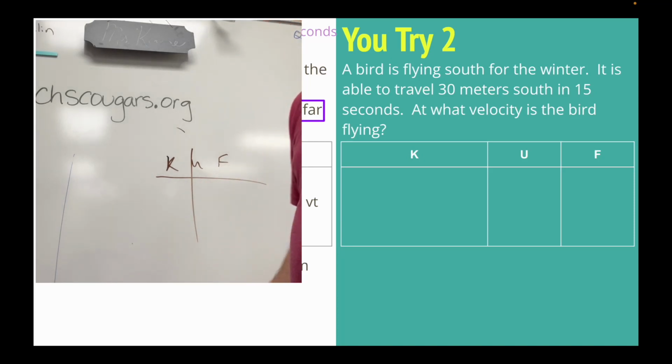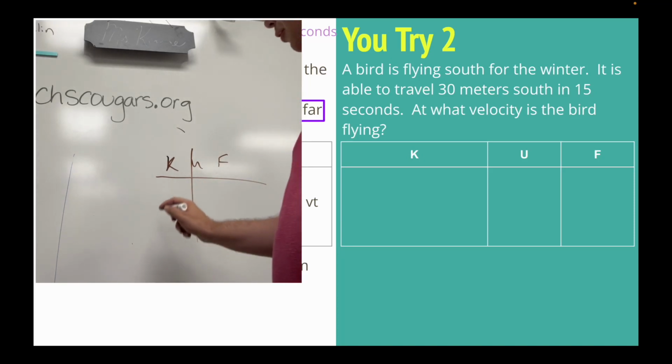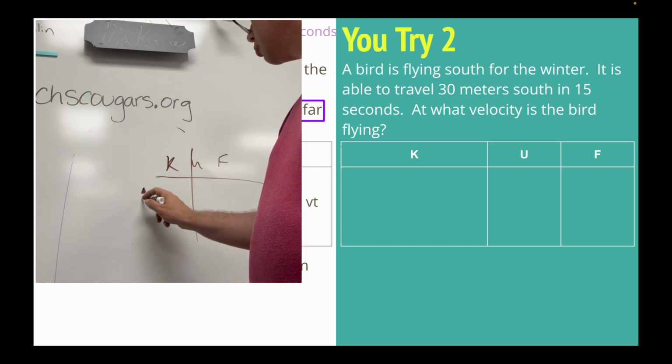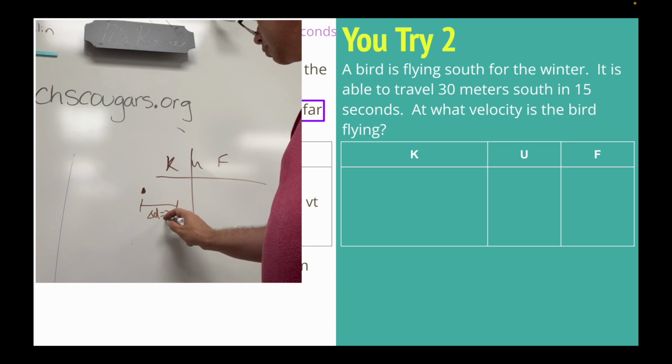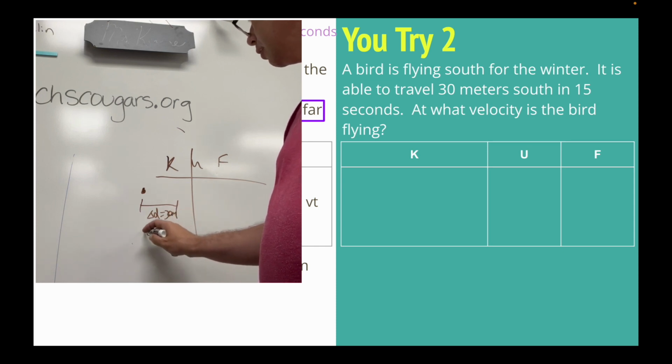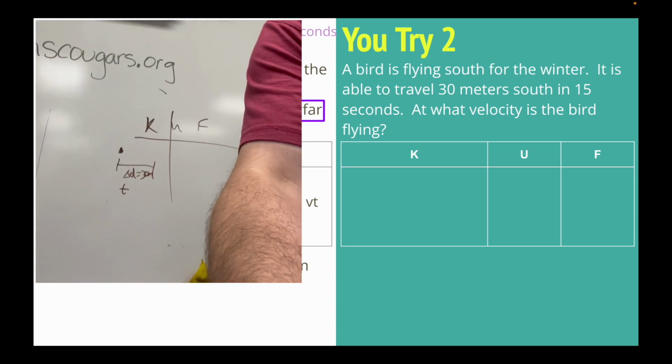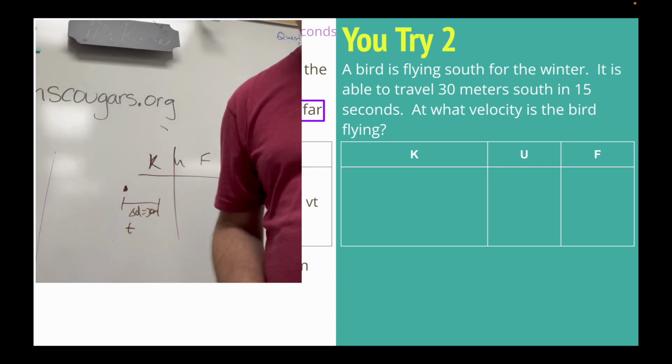So we got a bird traveling 30, is able to travel 30 meters. It's going to travel 30 meters. So that's a displacement. It does so in 15 seconds.